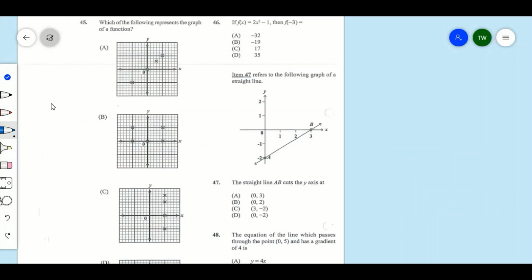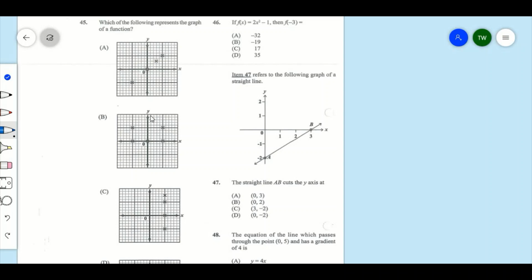Item 45. Which of the following represents the graph of a function? Now, for any of these solutions to represent the graph of a function, it must first pass a vertical test. Meaning that if we pick any one of the points or all of the points and draw a vertical line, it should only pass through one single point for it to be a function.